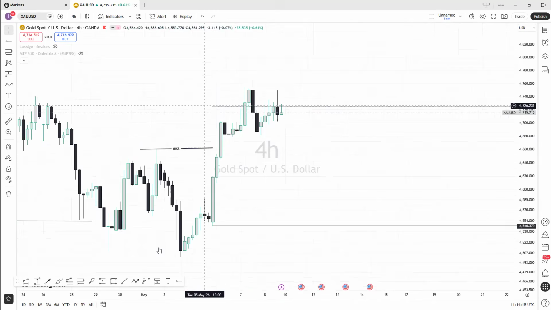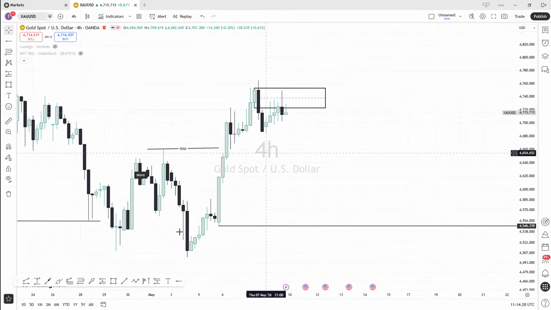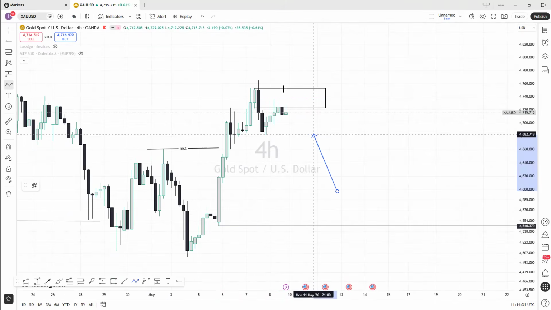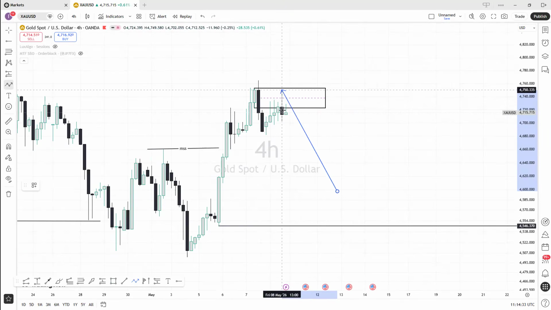Okay, here on 4-hour time frame also price reacted on this 4-hour supply. After the reaction on that 4-hour supply, you see a very good reaction. There is a bearish rejection candle created here. Bearish rejection candle, this one, this candle. So this confirms a very good reaction for a bearish move.